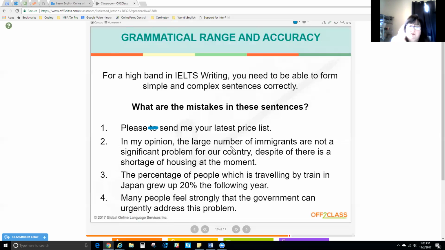In my opinion, the large number of immigrants are not a significant problem for our country, despite of there is a shortage of housing at the moment. Okay, what's our error in this sentence?